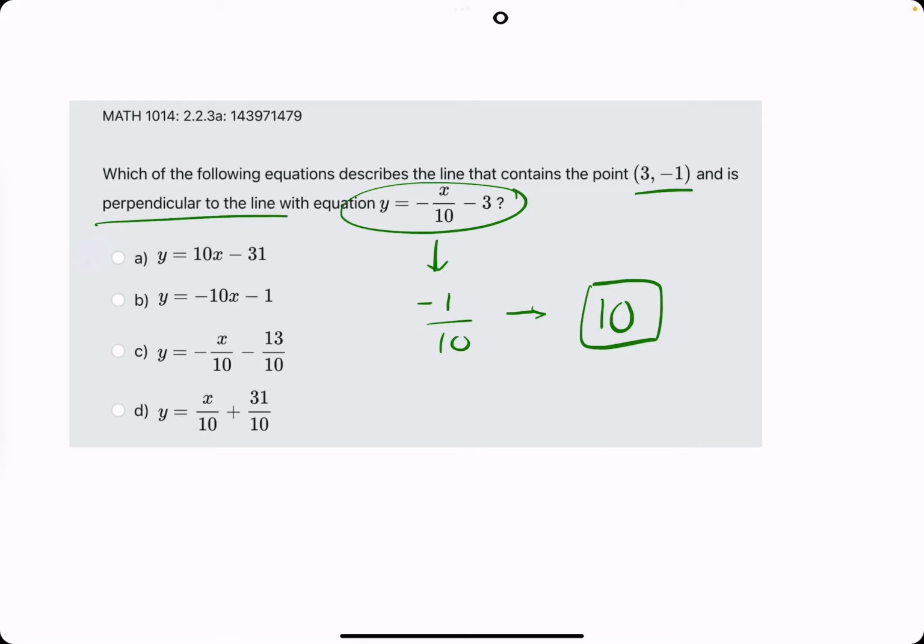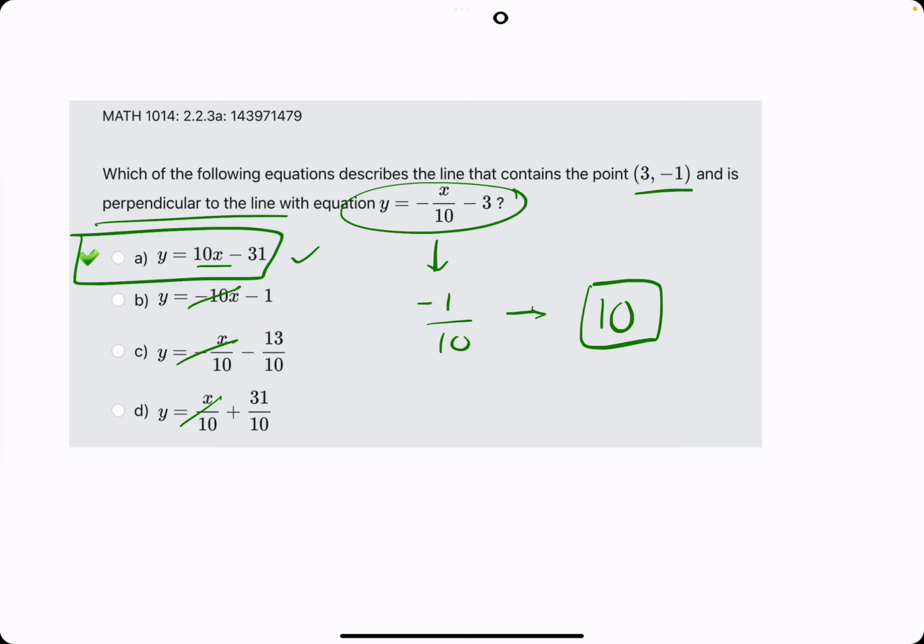So which of these lines has a slope of 10? This looks good. That's -10, that's -1/10, and that's positive 1/10. So A is our answer just based on the slope. So I'm wondering if this happens every time where you can just identify it by finding the slope correctly.